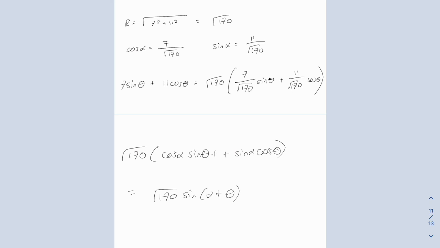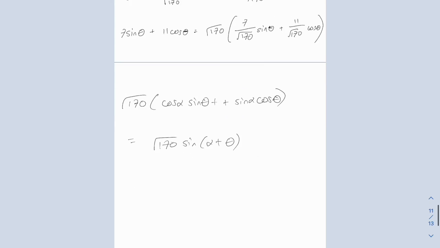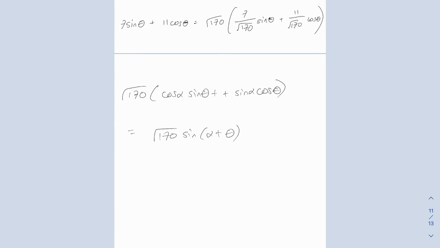So what can we say now? What we can now say is that alpha is going to equal inverse cos of 7 over square root 170. Okay, and that's going to give me a value of 57.5 degrees. Okay, and that is number 6.